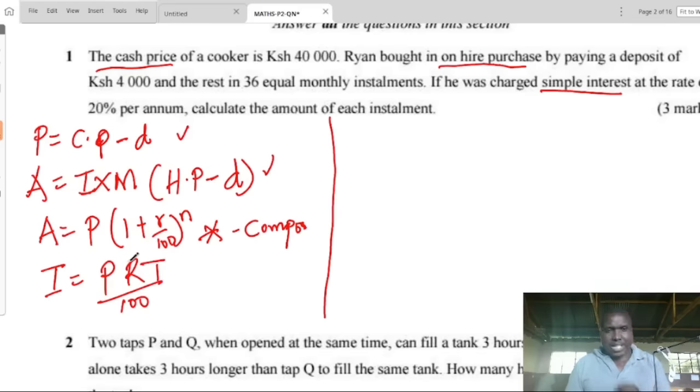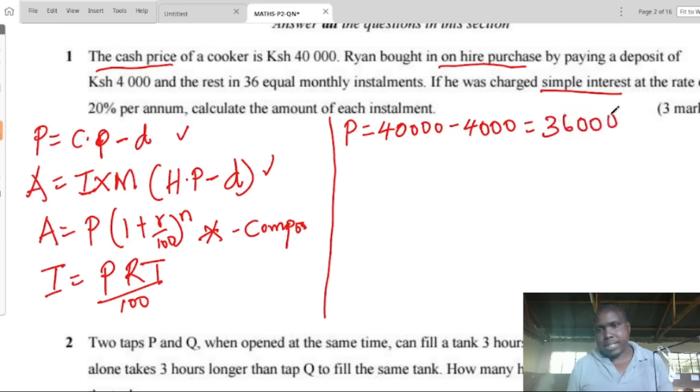So here what we don't have is the principal, and I have shown you that the principal is equal to cash price minus deposit. So principal is equal to 40,000, the cash price, you subtract 4,000, and this will give you 36,000. And that one is the principal. Now let us apply the simple interest formula, and we will be done.